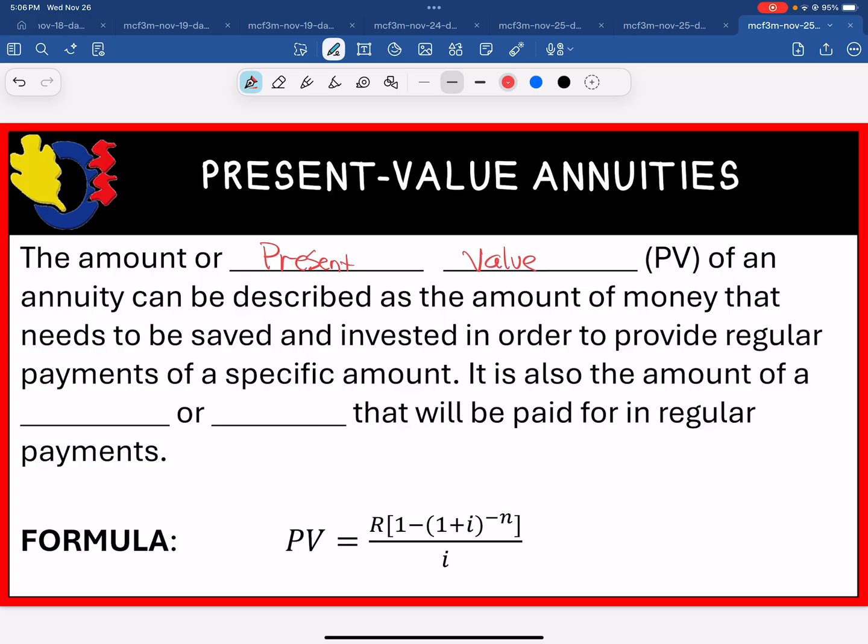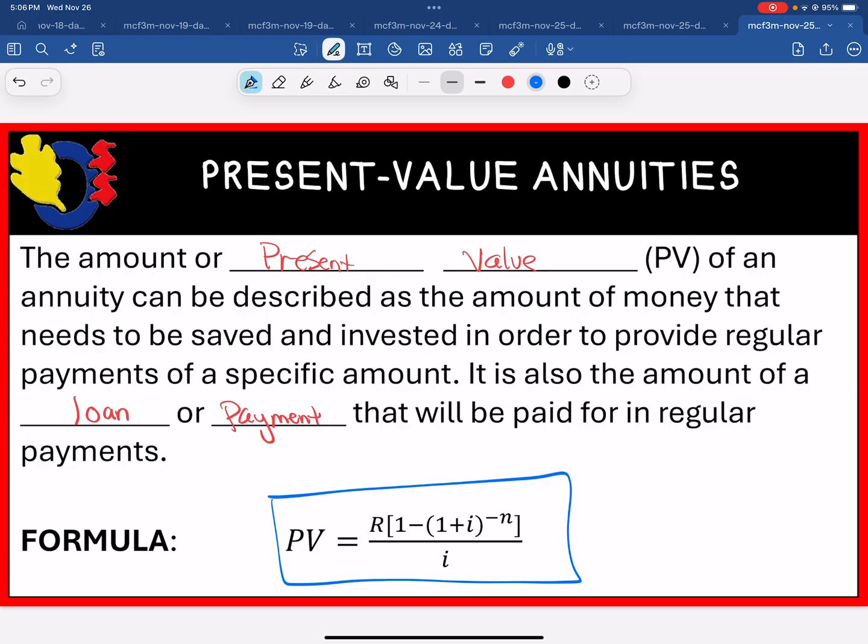It is also the amount of a loan or payment that will be paid for in regular payments. So here's the formula that we are going to be using to calculate our present value of an annuity. So PV equals R times 1 minus 1 plus I to the exponent negative n, all over I.